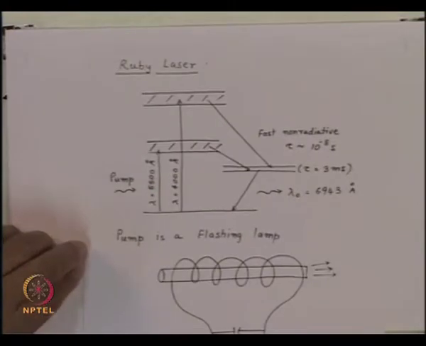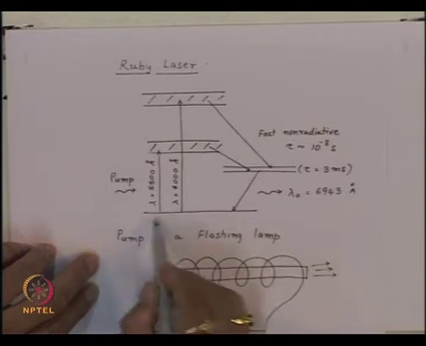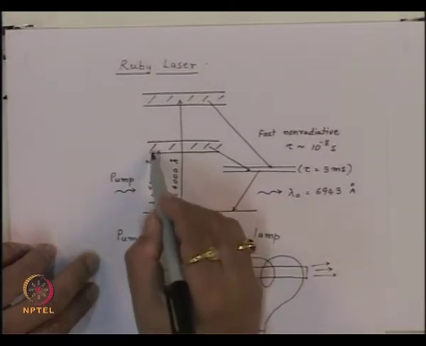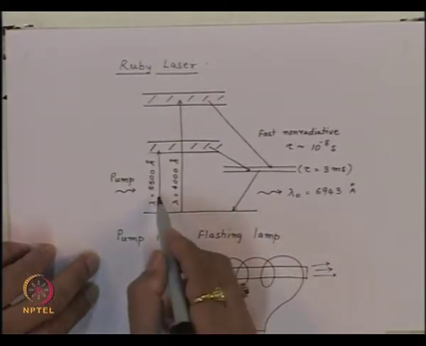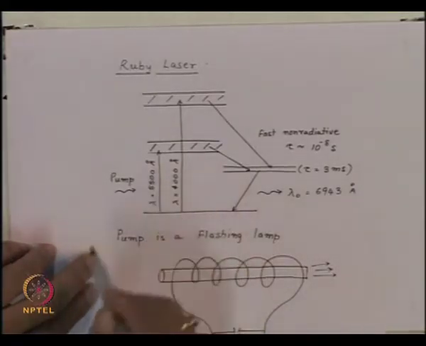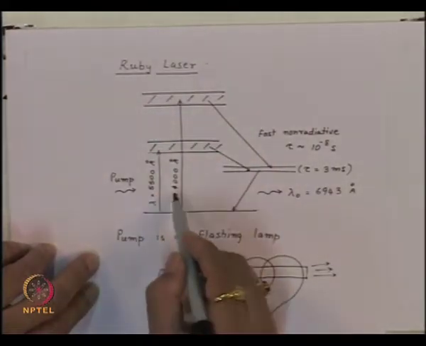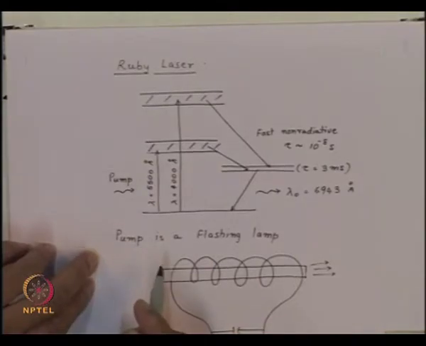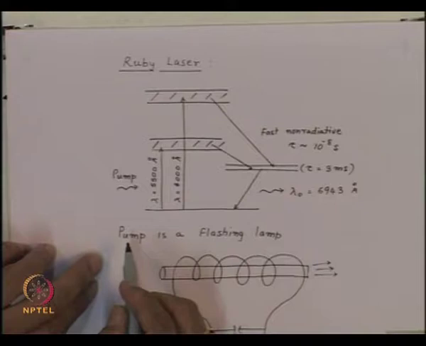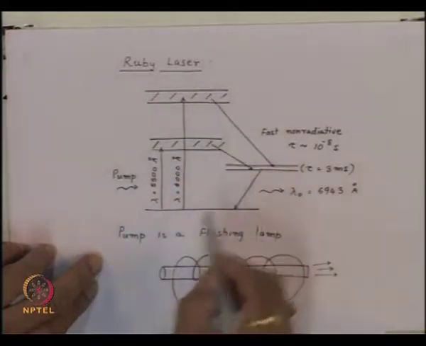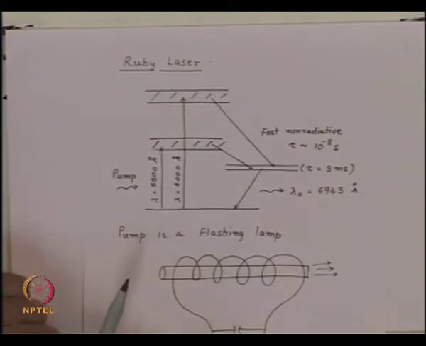So, if you look at the energy level diagram for ruby, you have an energy level state which is the ground state, then you have a little spread energy level here, which corresponds to a wavelength of 5500 angstrom, and then you have another energy level here which corresponds to 4000 angstrom, and then another energy level here where the electron can make a transition and you can get the stimulated or spontaneous radiation.